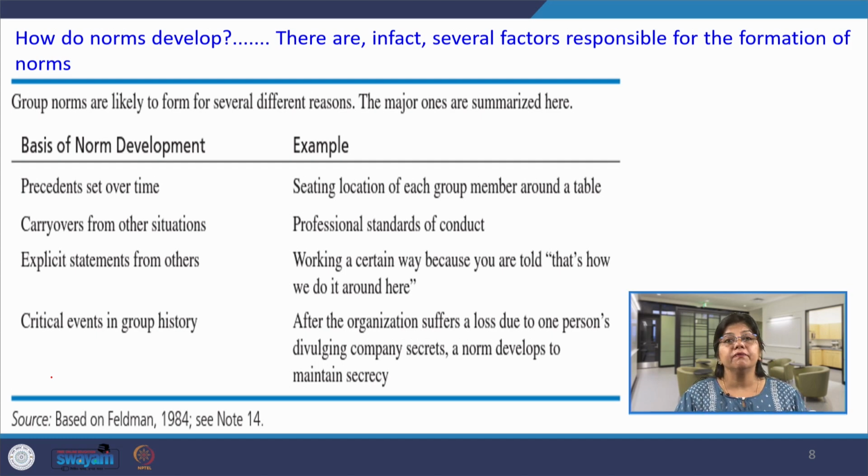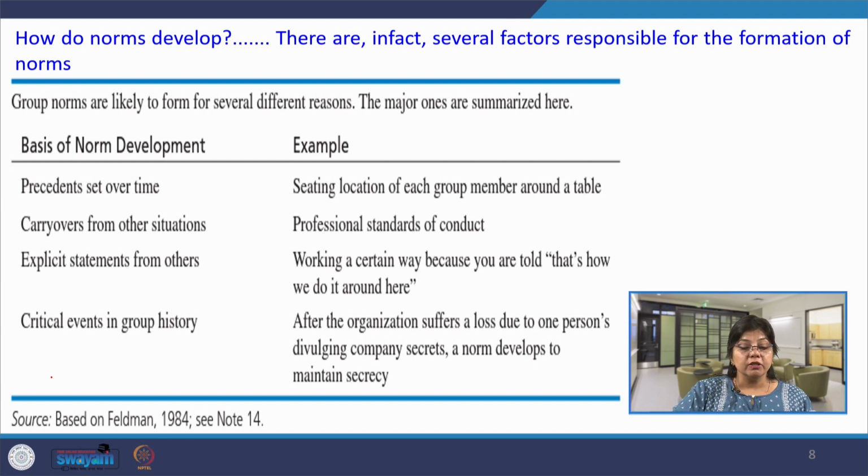But how do norms develop? It is not a matter of one instance or one day or one moment. It takes some time to develop a norm in a very unwritten fashion. So, there has to be some basis that a norm has developed. For example, precedents set over time. For example, the seating location of each group member around a table. In the committee room, maybe the chairman will have a specific seat location from where he will preside over the meeting, and every member will have their own seat location, and whenever the meeting is scheduled, they will take their own positions. This is a precedent set over time.